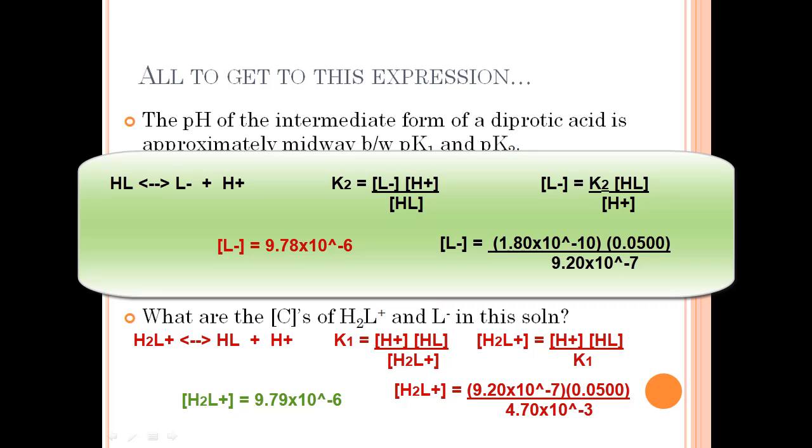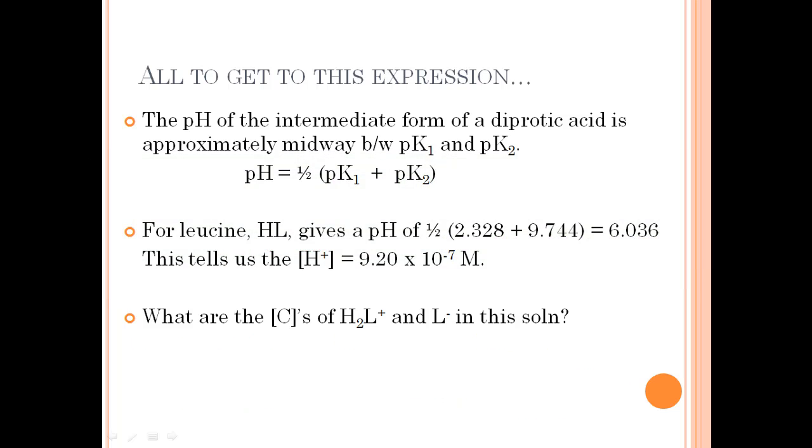So that's how you deal with the intermediate form of an amphiprotic molecule. Again, you're not required to know how to derive the pH is equal to 1/2 times pK1 plus pK2, but I suggest you do go through the book and understand it and do a couple more problems like this.